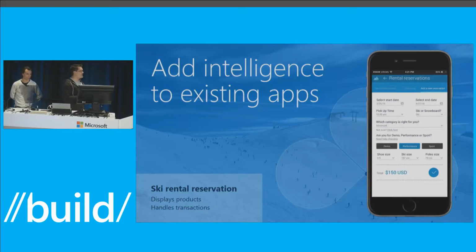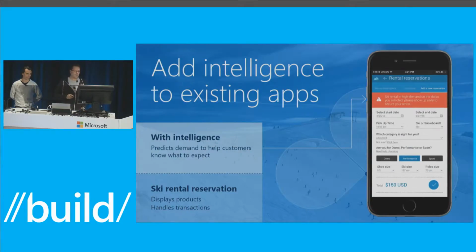It might have a ski reservation experience where it's really just a matter of you seeing the products, picking a date, entering in what you'd like, and then that transaction is written somewhere. But think about that for a minute. What if you could add intelligence to that operational data?